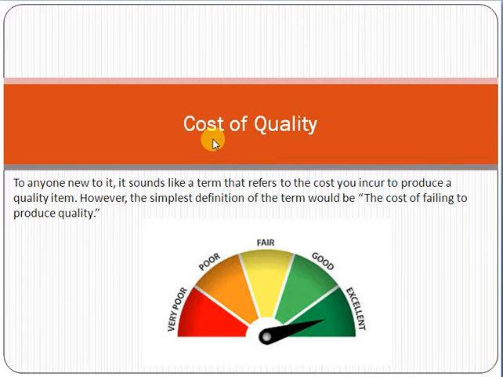Now, cost of quality. Again, if I ask you, as per the definition or the term, what do you think it means by cost of quality? Friend, this term, honestly speaking, is a little bit confusing, because if you just see the term cost of quality, most people think, and honestly I was also thinking when I was studying for PMP, that cost of quality means the cost which you are putting in to maintain the quality.